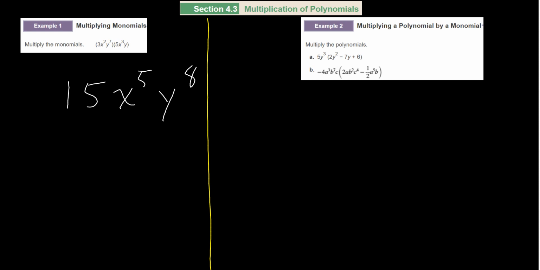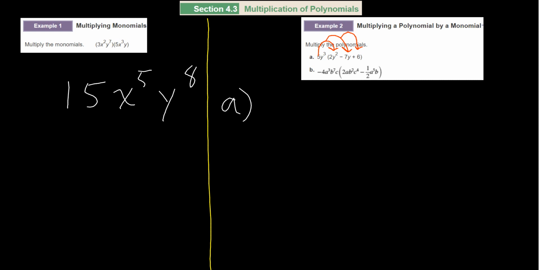Give us a nice little dividing line there. So A, multiply the polynomials. If you recall, in the text it said use associative and commutative properties. True, but we're also going to be using the distributive property. What I mean by that is we're going to take this 5y cubed and distribute it to the first term, the second term, and then the third term.